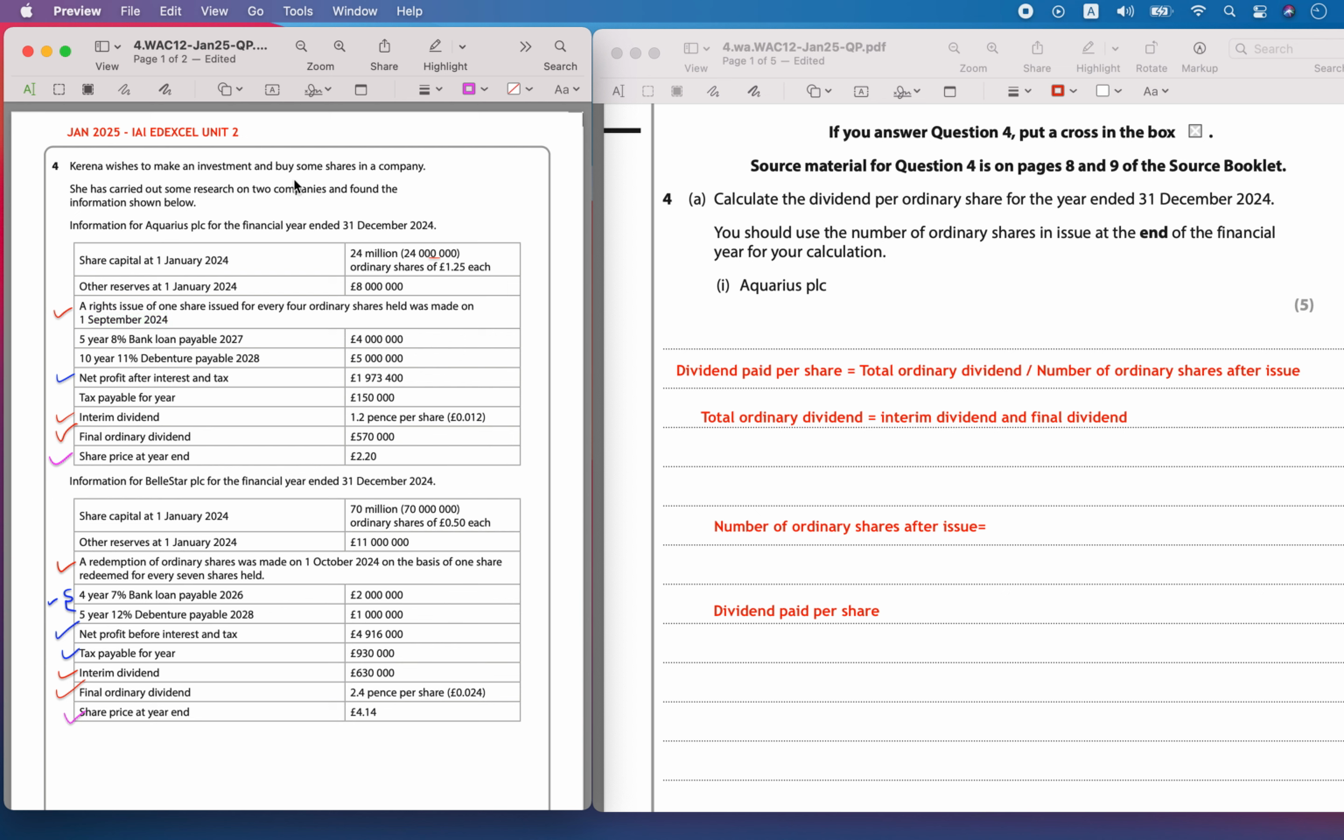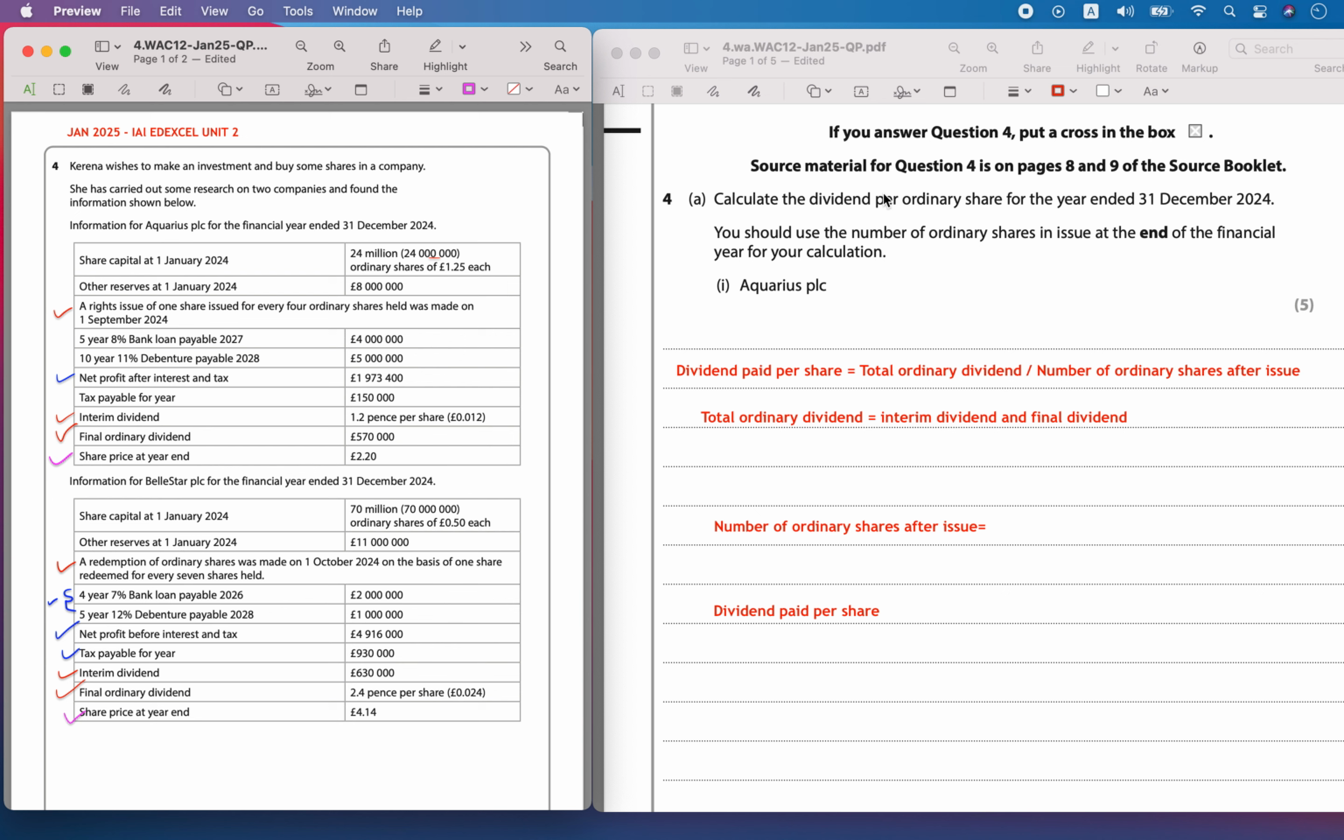Okay, question number 4. Karina wishes to make an investment and buy some shares in the company. She has carried out some research on the two companies and found the information shown below. Information for Aquarius PLC, public limited company, the following information she has collected, and for Belle Star PLC, she has collected the following information.